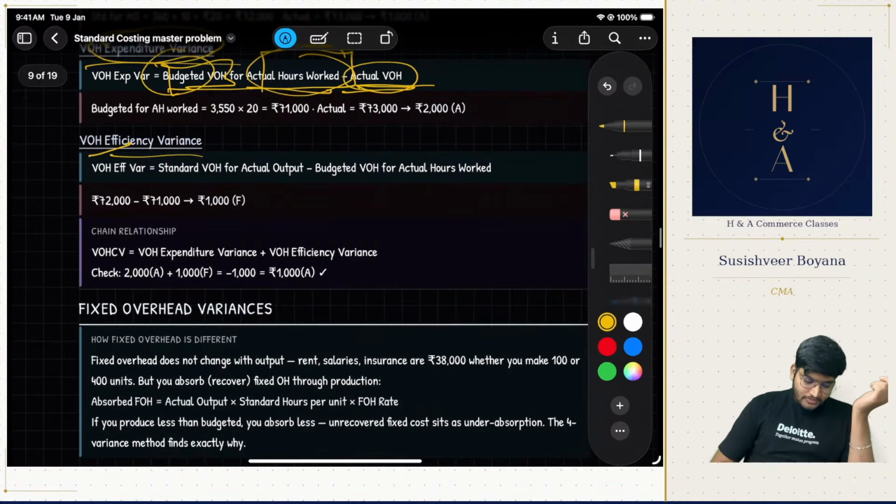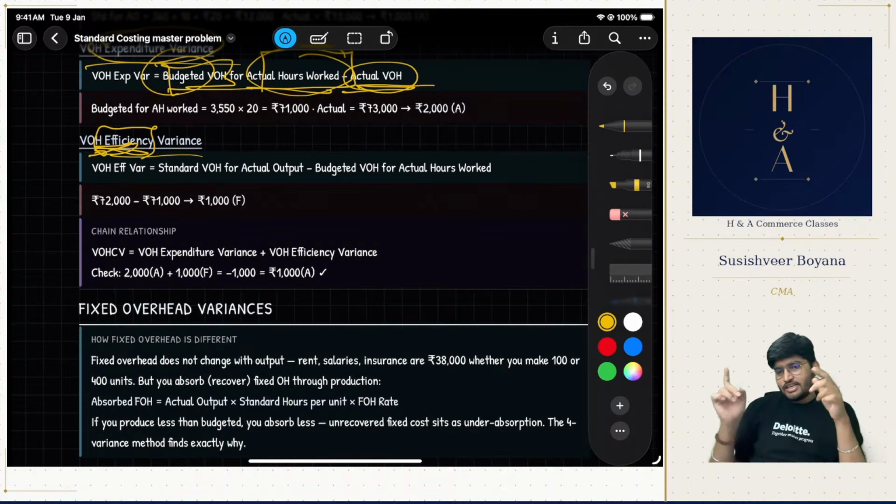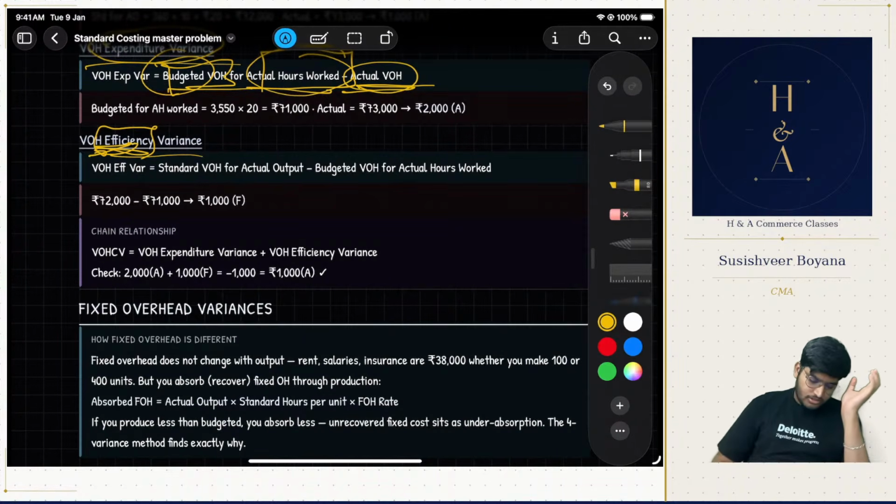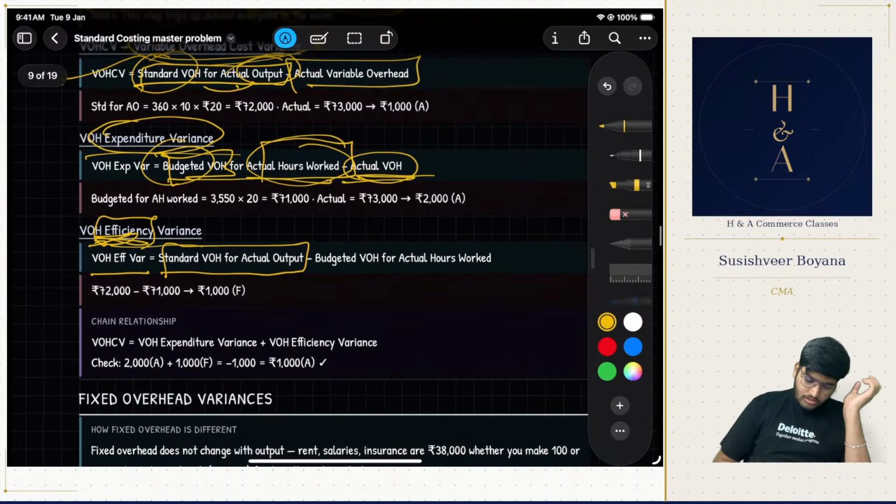Variable efficiency variance. So we're talking about efficiency. When I'm efficient, I see results. Results in terms of a manufacturing entity, for a production line, are always going to be output. So variable overhead efficiency variance is going to be standard variable overhead for actual output, you see this, minus the budgeted rate into actual hours.